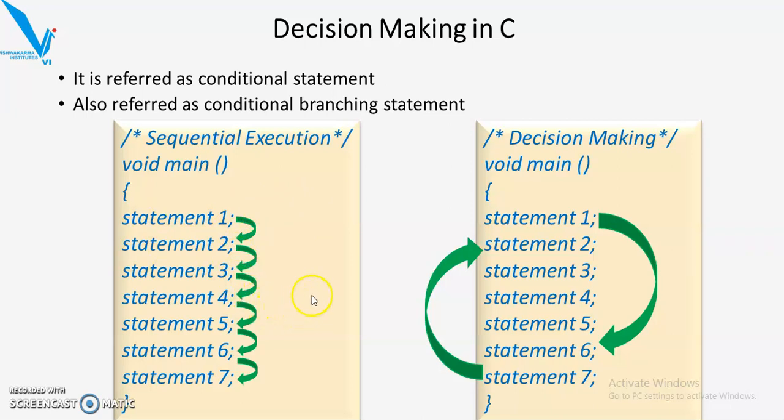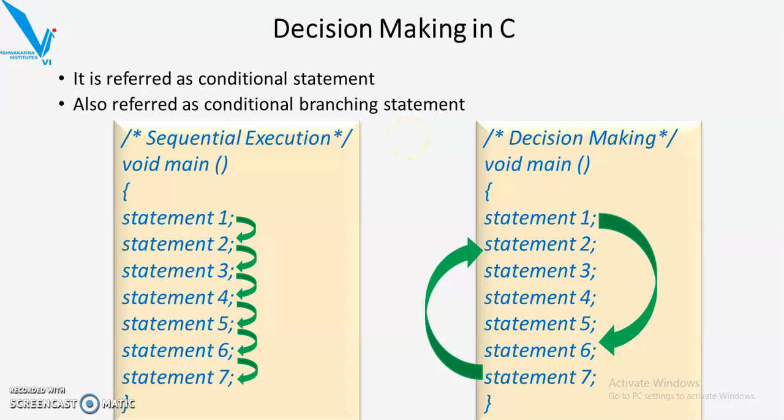Now suppose we want to execute the statements in a different order. Another condition is there, right? If we want to execute statement 1 and then statement 2, and after that we want to execute statement 6, or say from 7 to 2, like that. Now how will it be executed? The answer to this question is that we have the conditional statement, which is also called the decision making statement or the branching statement.